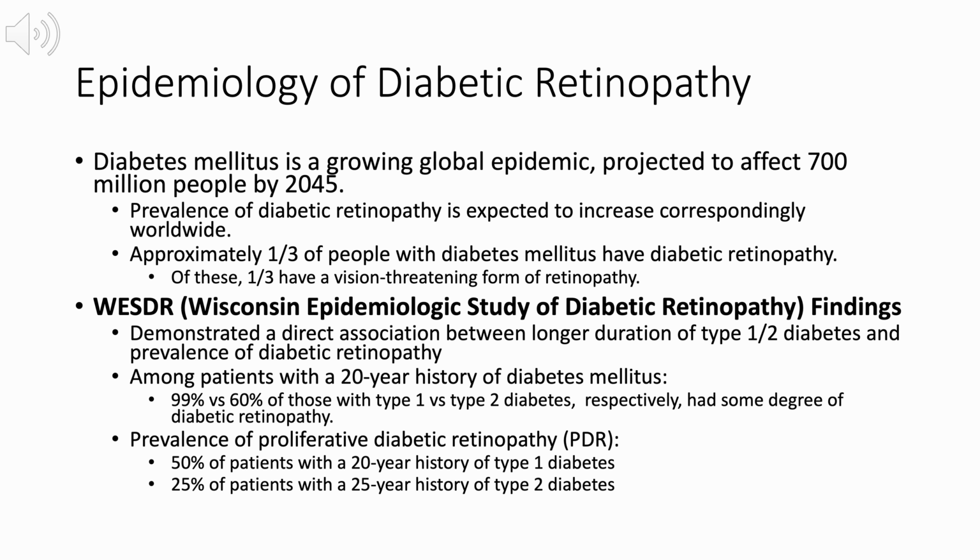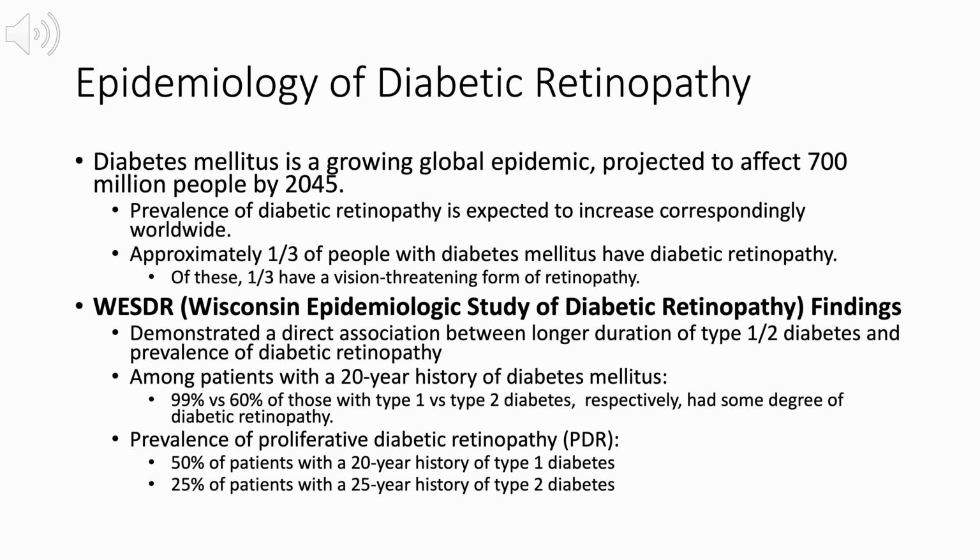Diabetes mellitus is a growing global epidemic, and it is projected to affect 700 million people by the year 2045. Because retinopathy is a downstream consequence of diabetes, the prevalence of diabetic retinopathy is expected to increase correspondingly worldwide. Approximately 1/3 of all people with diabetes mellitus have some degree of diabetic retinopathy, and of those affected individuals, roughly 1/3 have a vision-threatening form of the disease.